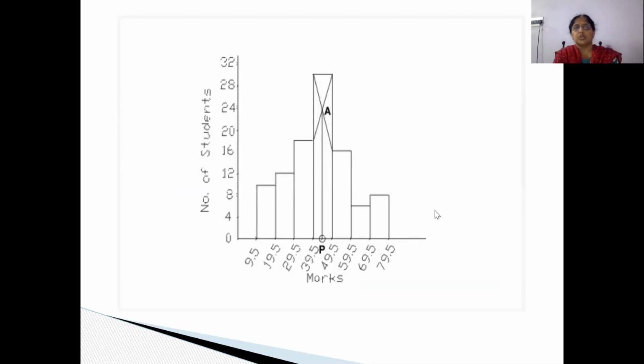Now we have to show the graphical location of the mode. How we can show the graphical location of the mode? So take the corner point, that is adjacent bars, these two are adjacent bars. This is the longest bar, so which shows that mode is here only.